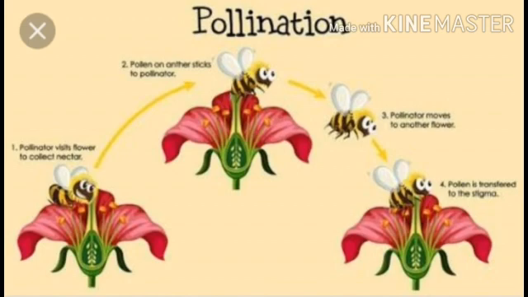So pollination is the process of transferring pollen grains from one flower to another flower, or from one place to another place. That is known as pollination. And a pollinator can be any insect which sits on that flower.